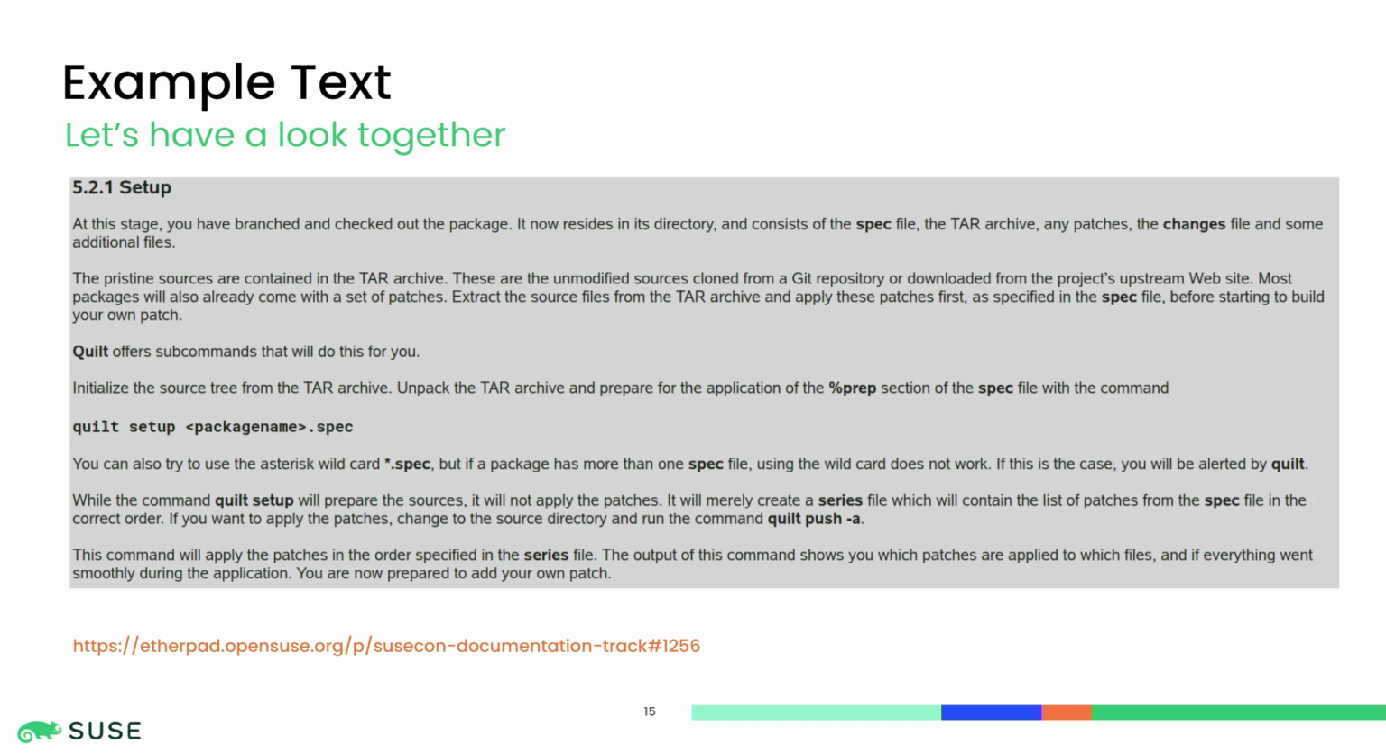And maybe I should say, just for the big picture, it's about doing something with the open build service, just for the overall picture. And this is just a snippet of what to do. But what I like about the first paragraph is that it gives some orientation to the reader. You are here at this point, you have branched something and checked out the package. And why is this important?